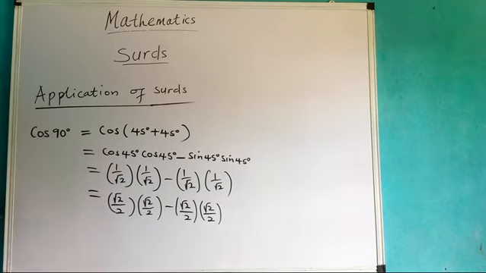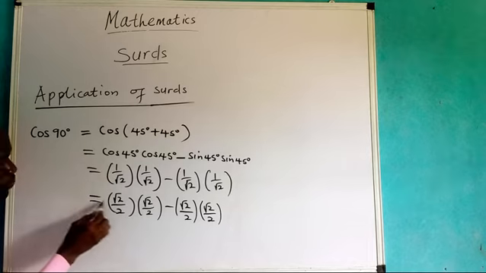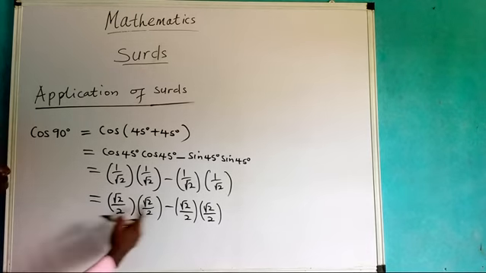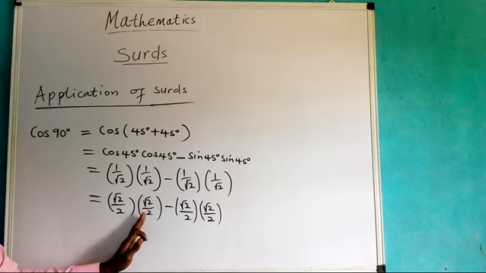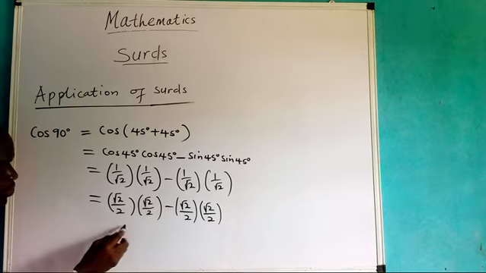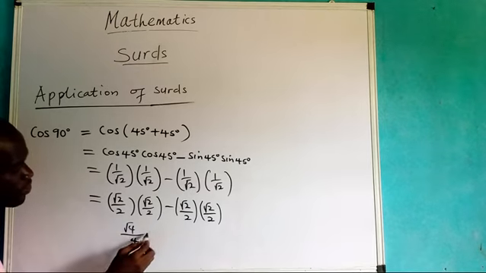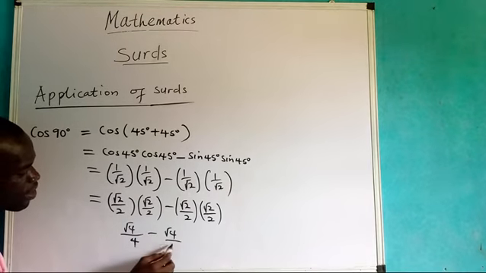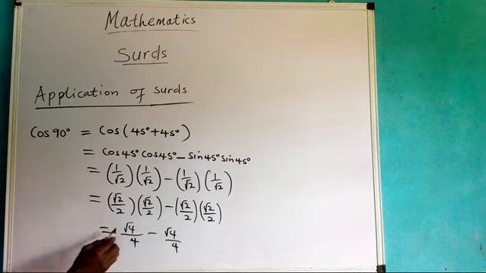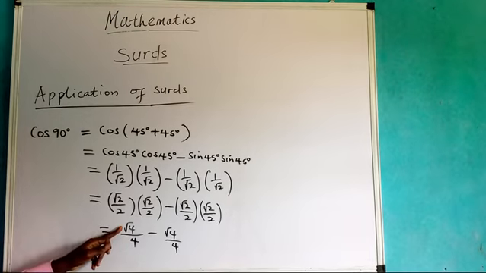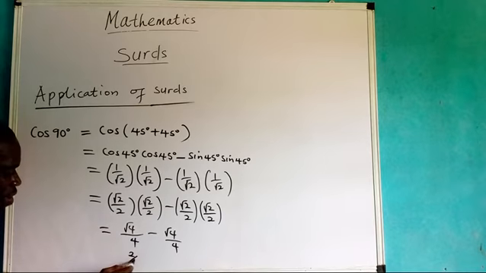Now what can we do? We need to multiply the numerators and also the denominators. For this very first one, multiplying the numerators, I will have root 4 over 4. This one will also give me root 4 over 4. Because root 4 is a perfect square, I will have 2 over 4. For this one, I will still have 2 over 4.